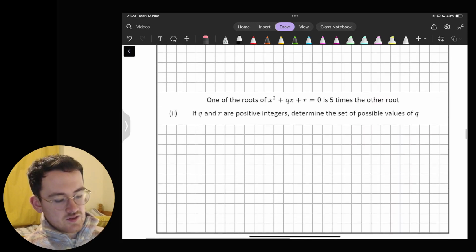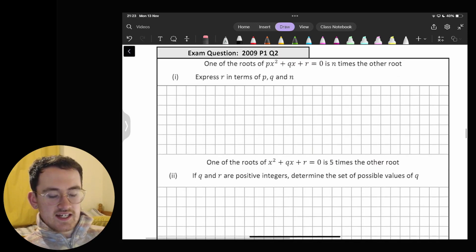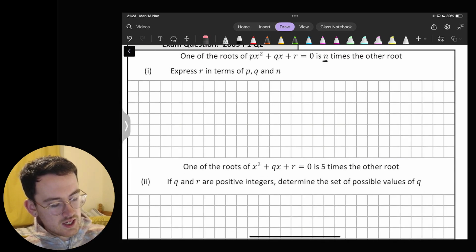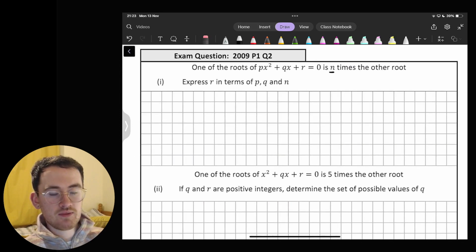Let's look at this first exam question then. So 2009, so a bit more challenging, but the same idea applies. They tell us that one root is n times the other root, and we're asked to express r in terms of p, q, and n.